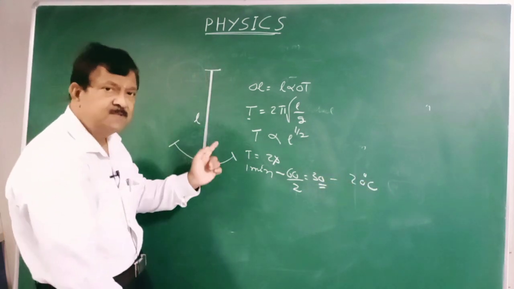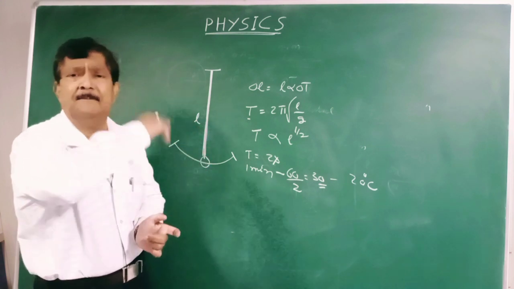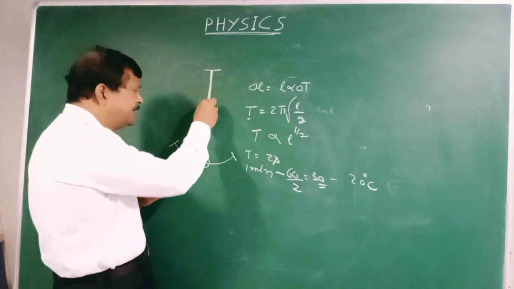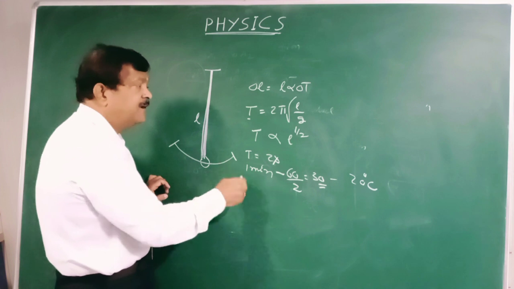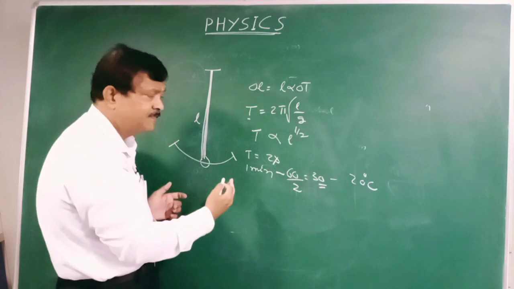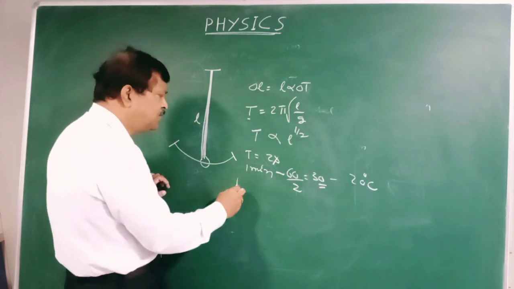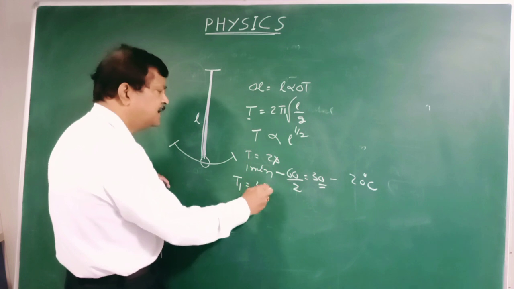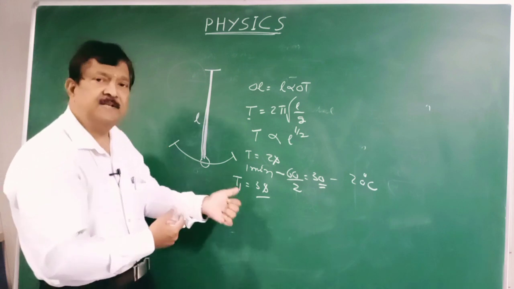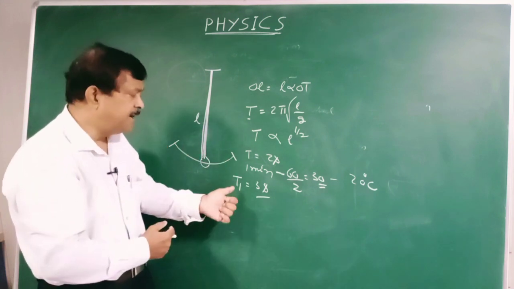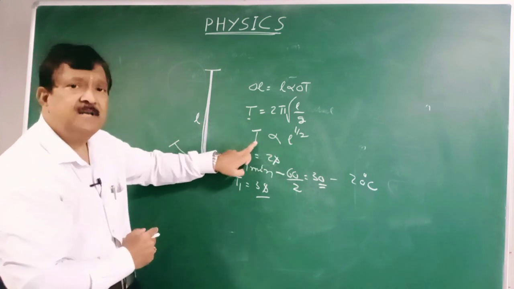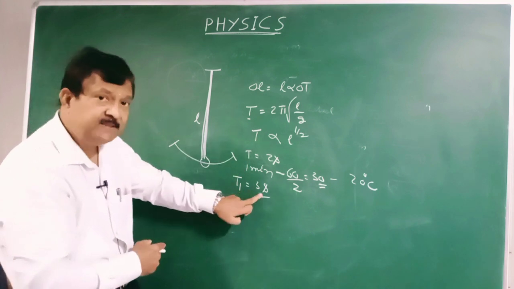Now suppose we are using this pendulum clock at a place where the temperature is very high. Because of the high temperature, there is an increase in the length of the pendulum. When length increases, the time period also increases. Let us suppose the new time period T1 becomes 3 seconds. This much change may not happen practically, but I am taking this value for easy understanding.